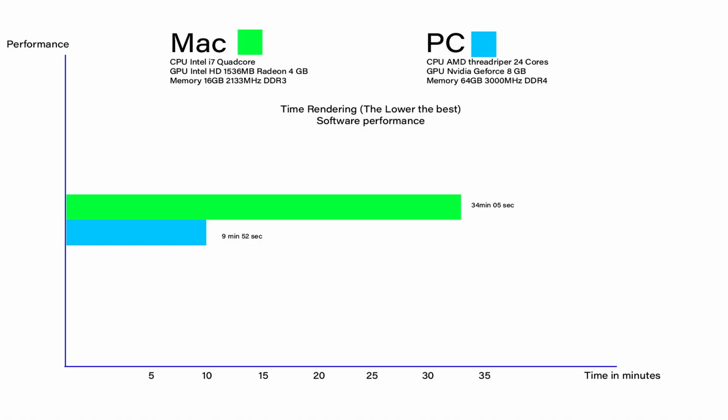We have here the result for software performance. I have the graphic with the Mac and the PC. So for the Mac it was 34 minutes 5 seconds and for the PC it was 9 minutes 52 seconds, so almost 17% faster than the Mac. This is a huge amount of time we are saving.